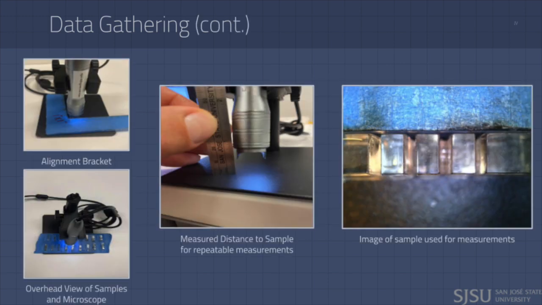For each sample, 4 measurements were taken, then the next sample was rotated in. On this slide, we can see our alignment bracket in the top left.